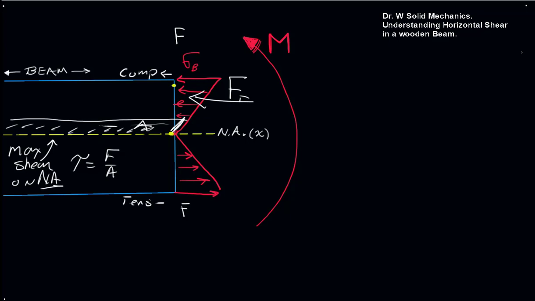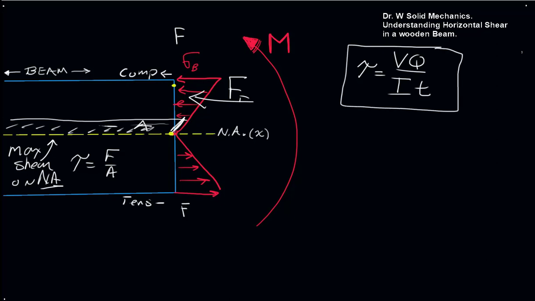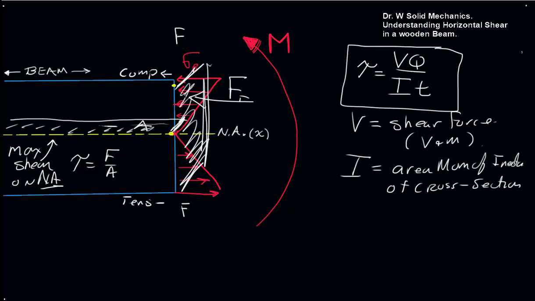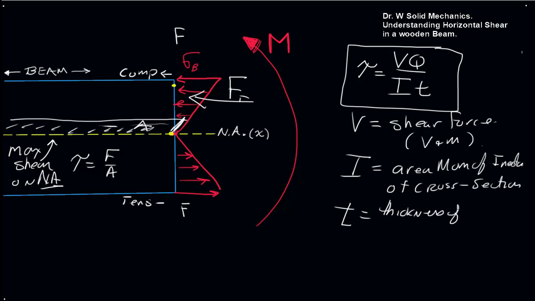And the resulting equation will be tau equals VQ on IT, where V is the shear force, often found from a V and M diagram. I is the area moment of inertia of the cross section, which would be this portion over here. T is the thickness of the cut.